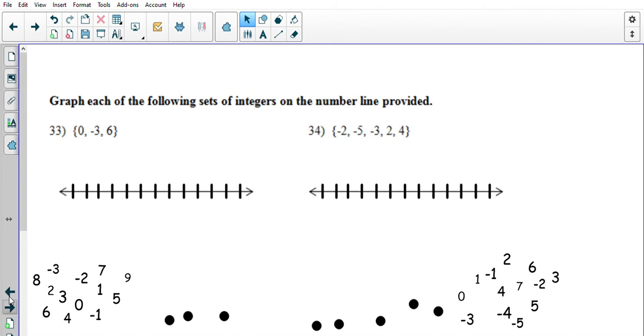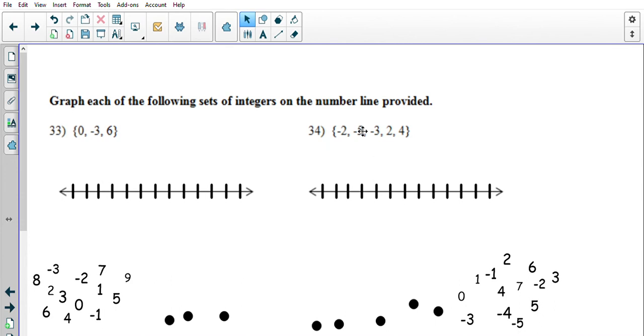It says to graph each of the following sets of integers on the number line provided. The first thing you need to do: your number line does not have these little tick marks in there. You don't have to have as many as I have. I actually have some extras. But in number 33, for example, I need to go from a lowest value of negative 3 to a highest value of 6. Mine actually goes up to 9, so I have some extra lines, but you need to have a minimum of that number of tick marks so that you can fit negative 3 all the way up through 6. In number 34, we have to go from a minimum of negative 5 all the way up to positive 4, so that's just something to keep in mind.